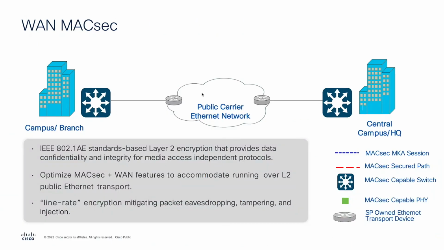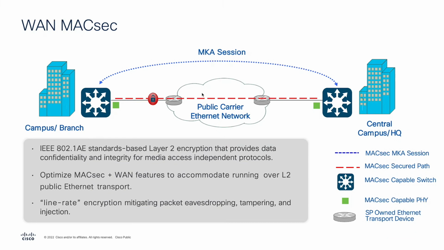MACsec piece here. With LAN MACsec, it was hop by hop encryption, and you needed directly connected links. But with WAN MACsec, we are able to bring in some difference. There are some enhancements in WAN MACsec with which we're able to build that MKA, MACsec Key Agreement, over the Ethernet transport providers, over the service provider devices. It doesn't have to be directly connected. We can build the session over the top.